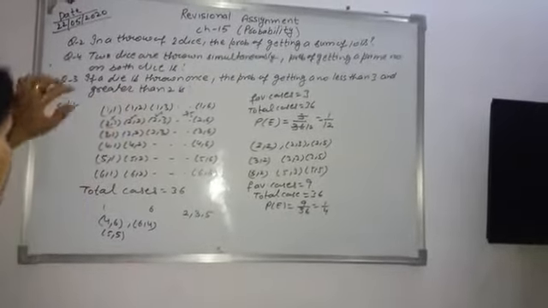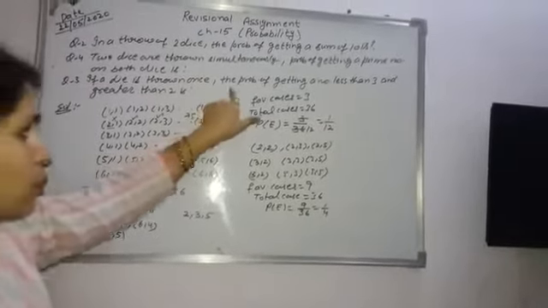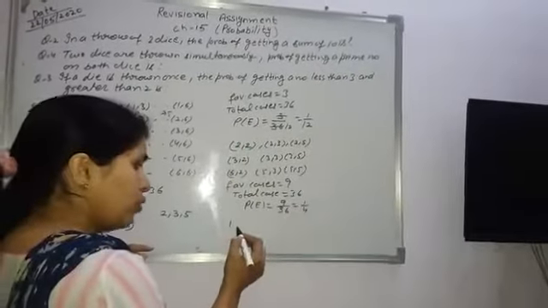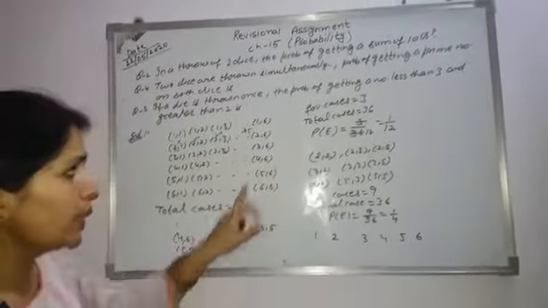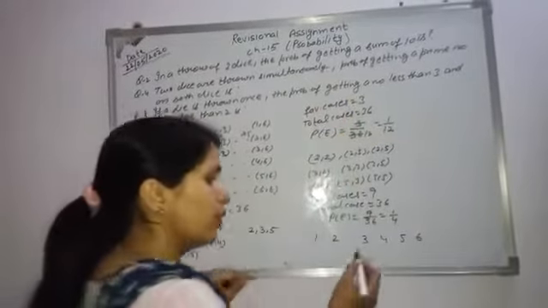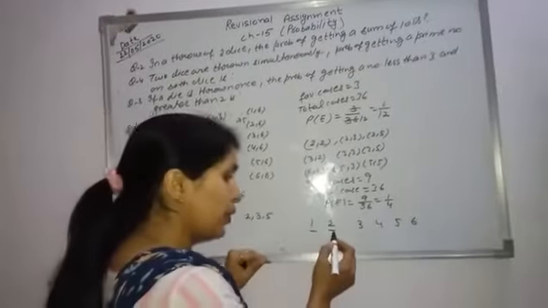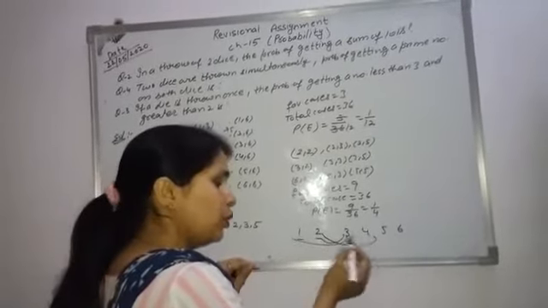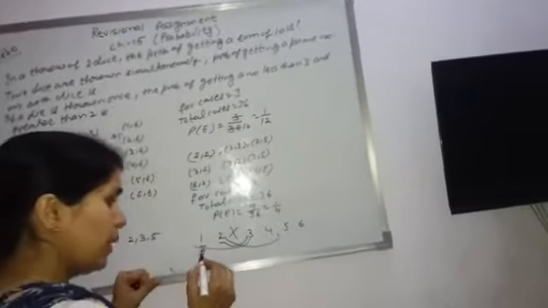Now next one. If a die is thrown once, if we throw a single die, what is the probability of getting a number less than 3 but greater than 2? On a die, these 6 numbers exist: 1, 2, 3, 4, 5, 6. Less than 3 means 1 and 2, and greater than 2 means 3, 4, 5, 6. They are saying less than 3 but greater than 2. Between 2 and 3 there is no number, so favorable cases equal 0.